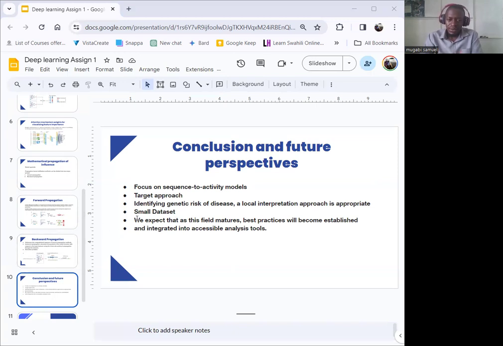And just like most AI papers, this one also ended with hope for the maturation of the field and the establishment of integrated tools that can help analyze these features.